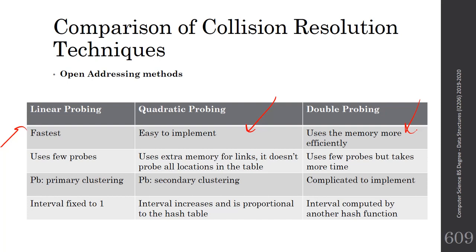In all cases, they use a few probes, whether linear or double hashing. However, quadratic probing does not probe all the locations of the table because we jump from position to position. We have also seen that there are some problems in all these three collision resolution techniques. In linear probing, we have primary clustering, and in quadratic probing, we have secondary clustering, because we are doing the same jump whenever we end up with the same index value. And double hashing is complicated to implement. As for the probing interval, in linear probing it is fixed, in double hashing it is computed by another hashing function, and in quadratic probing it is proportional to the hash table.